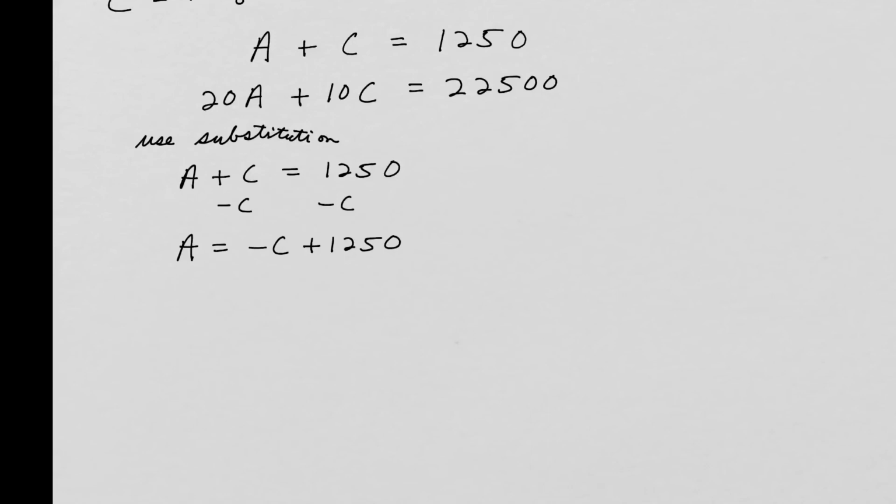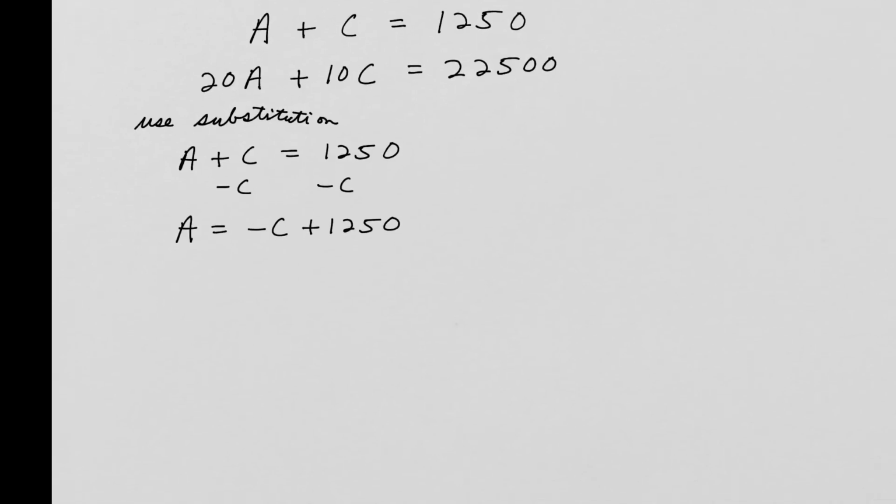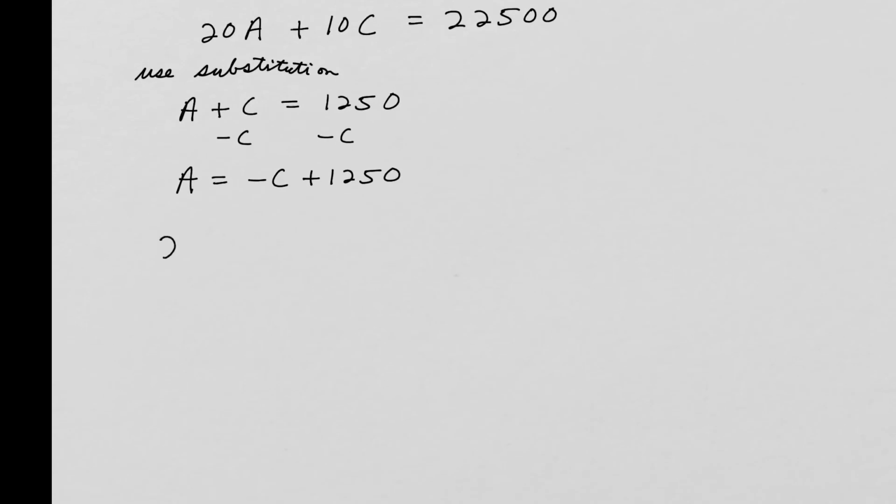Okay, so now the substitution part comes in, right? I need to substitute into the second equation where I have an A in that second equation. I have to plug in negative C plus 1250. So I go to that second equation, and where I have an A, I'm going to plug in negative C plus 1250. And by doing that, I have an equation just in terms of C now, and I can solve this for C. So how do we solve this for C?